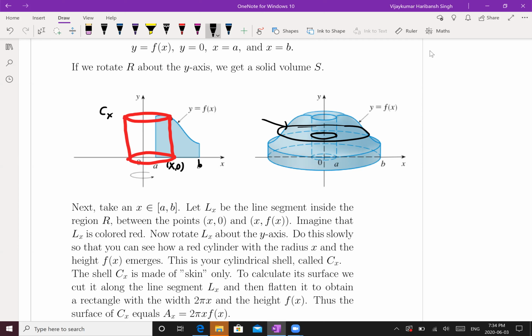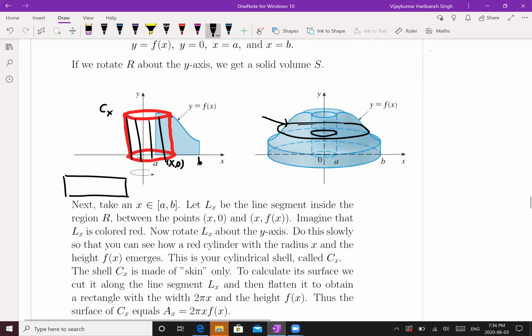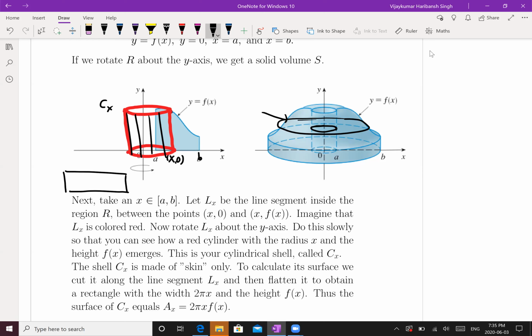And which surface area? The slant surface area only. You do not care about the top. So if I cut it like this, you can get a rectangle. The width of this rectangle, since you're rotating here, is going to be this part here, which is 2 pi x. And the height is given by this height, which is f(x).